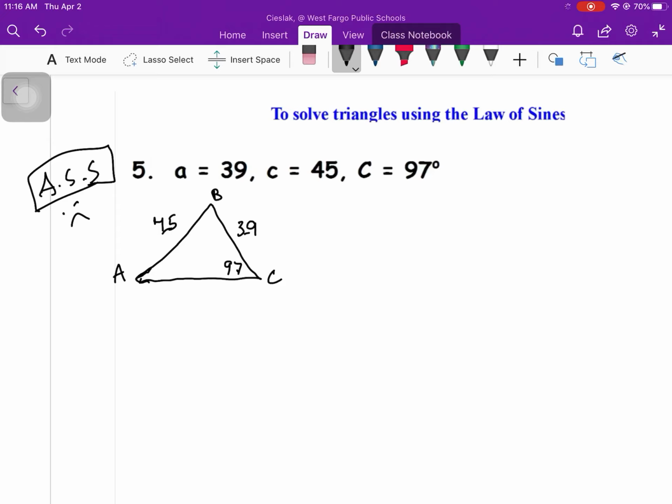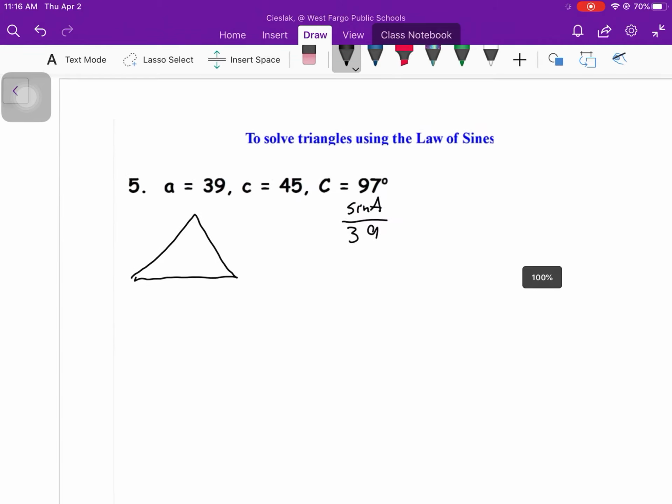So, let's do it. Find the angle opposite the other known side. So my first goal is going to be to find angle A. I'm going to go sine of 97 over 45 is equal to the sine of A over 39. If we go through that, I got A is 59 degrees.